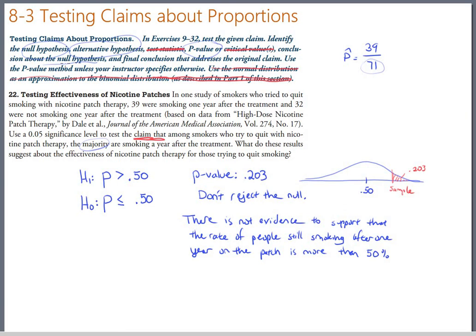Definitely make sure your p-values are the same and your null and alternative hypotheses are the same. All right, I'll let you tackle this homework, and in section 8.4 we'll go on to test claims about means. So you'll get another shot at practicing all of this.